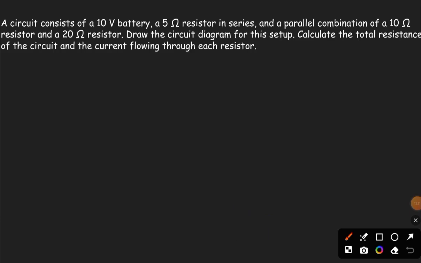A circuit consists of 10 volt battery, a 5 ohm resistor in series, and a parallel combination of a 10 ohm resistor and 20 ohm resistor. Draw a circuit diagram for the setup. So this is a question you need to take step by step. So a circuit consists of 10 volt battery and a 5 ohm resistor in series. So we are just going to take that. So there's your cell or battery and your resistor. In series, 5 ohms.